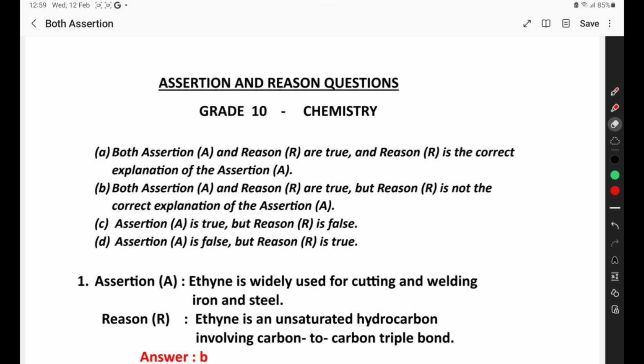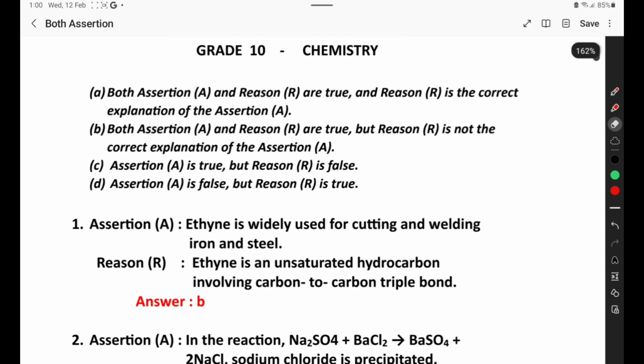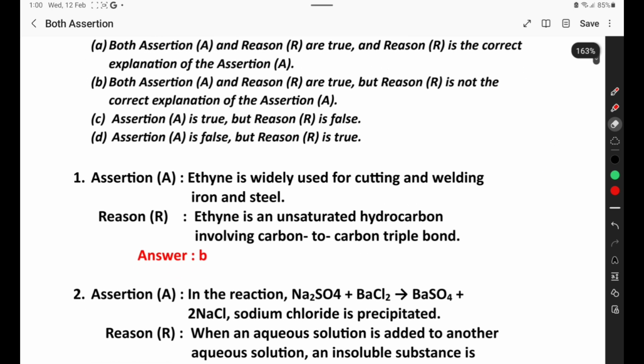These are some assertion and reason questions based on previous year's question papers from grade 10 science. These are some chemistry questions. Ethane is widely used for cutting and welding of iron and steel. So assertion, that statement is the right statement. And ethane is an unsaturated hydrocarbon involving carbon-carbon triple bond.